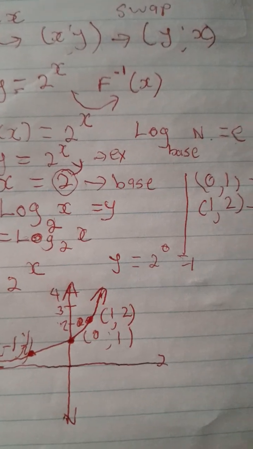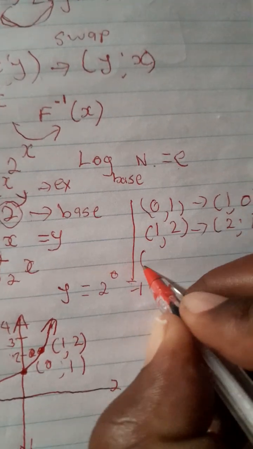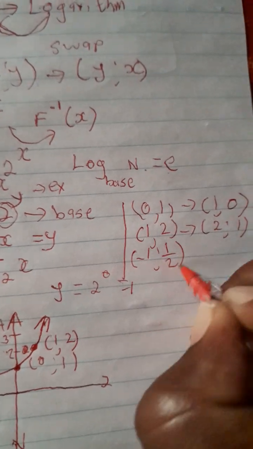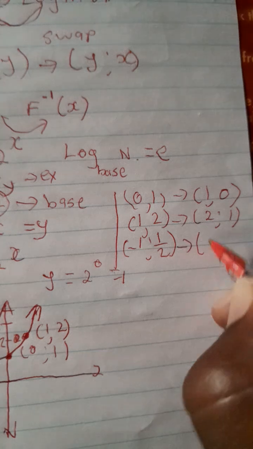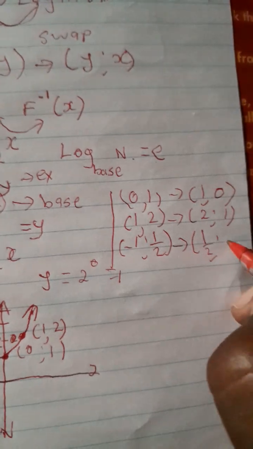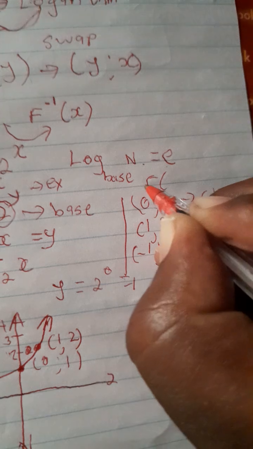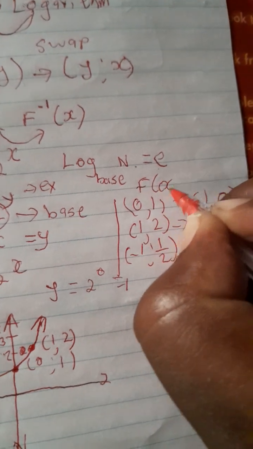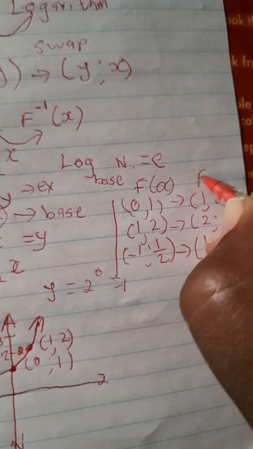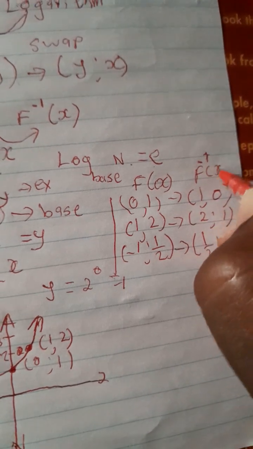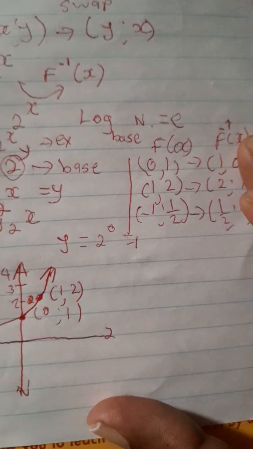Then we have negative 1.5. Since we have negative 1.5, we will swap. So this will be half and negative 1. This is the graph of f of x, and this is the graph of the inverse.